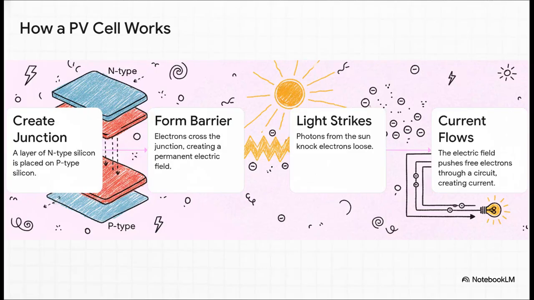All right, so when you put these two special layers of silicon together, it's like a tiny four-step dance that happens automatically to turn light into electricity. First, you create the junction, which forms a barrier, then sunlight comes in and provides the energy, and finally, that energy pushes electrons, creating a current. Let's break down exactly how each one of these steps works.